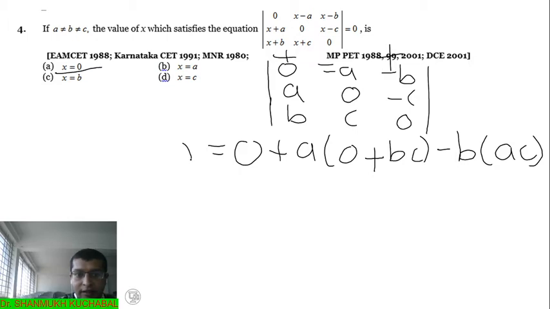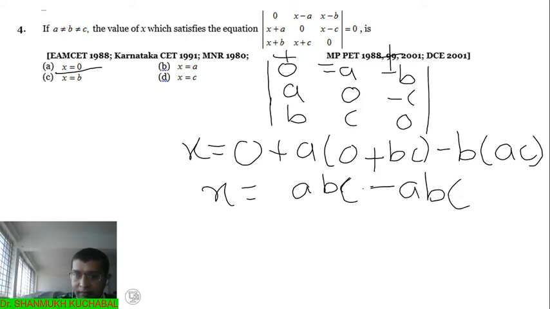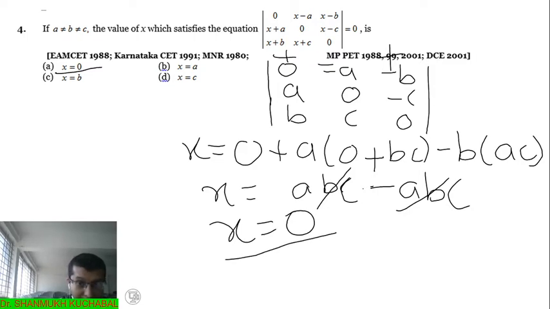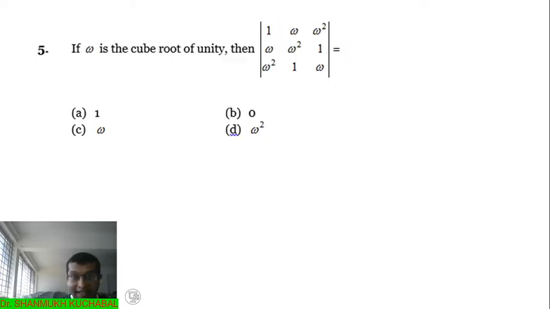Okay, this is x equal to, I take it. Then x equal to, we get plus abc minus abc, so plus abc minus abc cancels, x equal to 0. Therefore it satisfies the equation taking x equal to 0. Therefore option A is the right answer here. A is the right answer. Now we'll move to the next example.